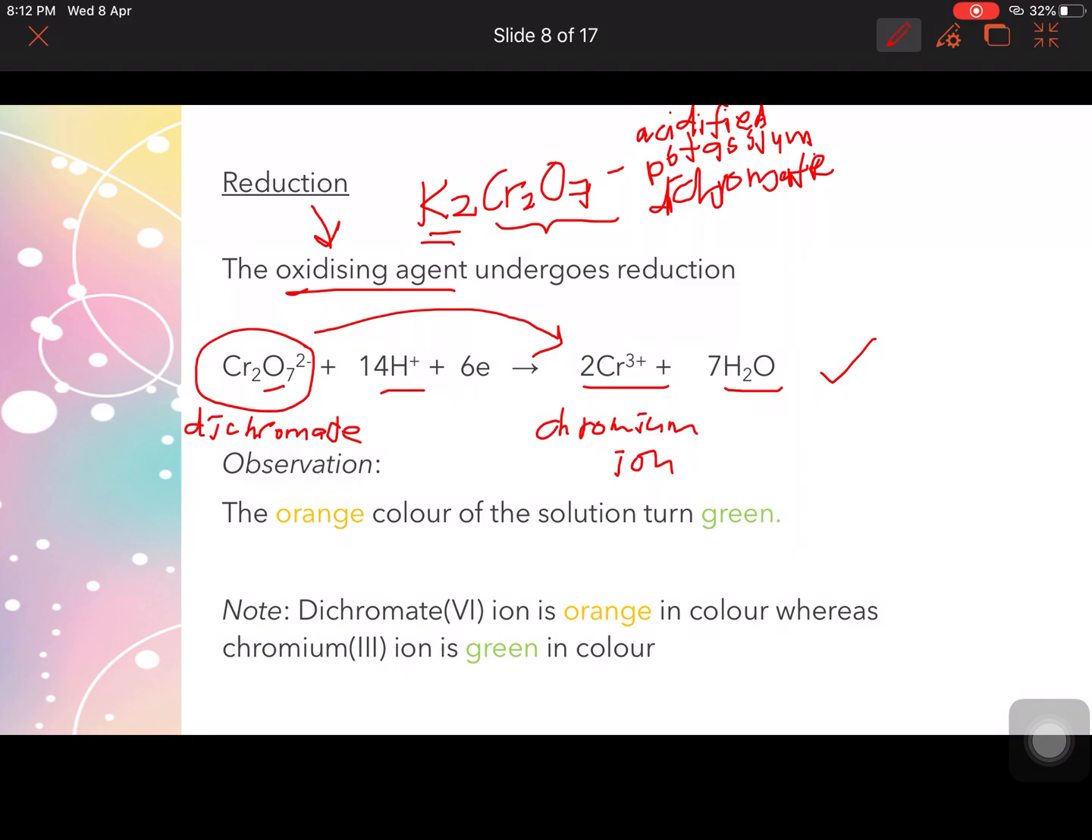Observation. Potassium dichromate is orange in color. Then, bila dia form chromium ion, the color is green. So, ingat untuk potassium dichromate, orange turns to green. Okay. The dichromate ion is orange in color, whereas chromium ion is green in color.